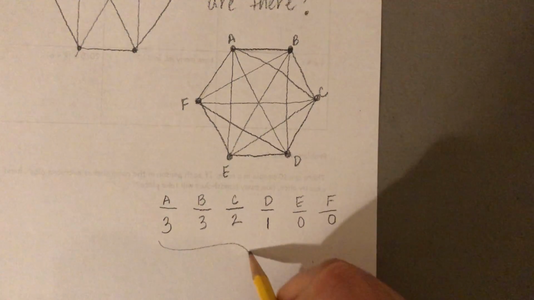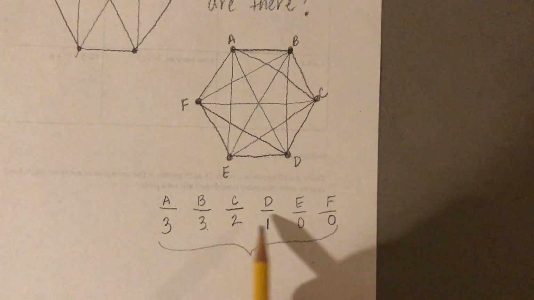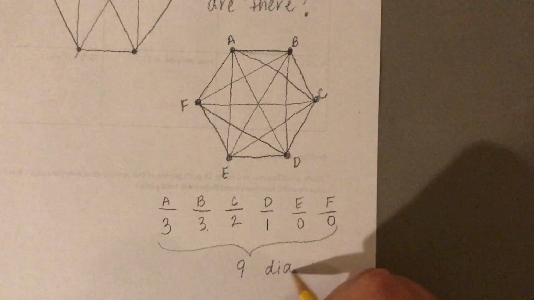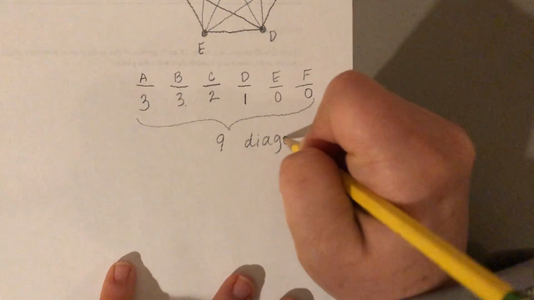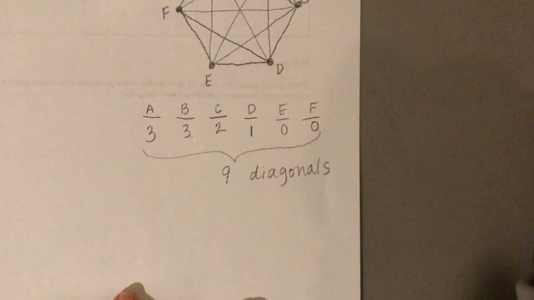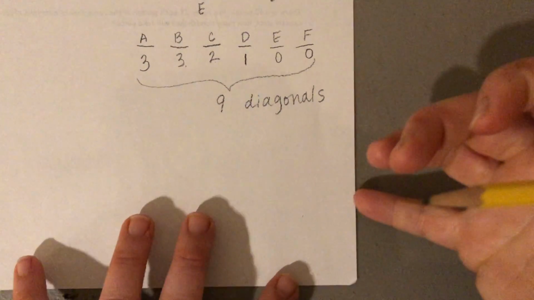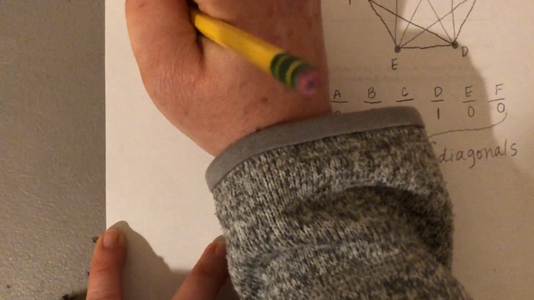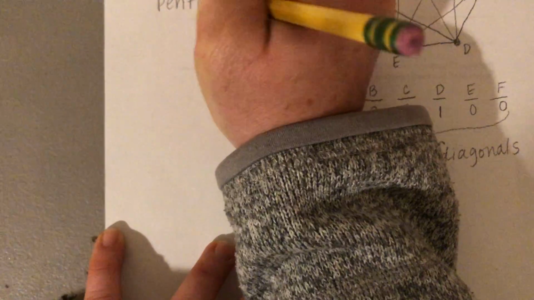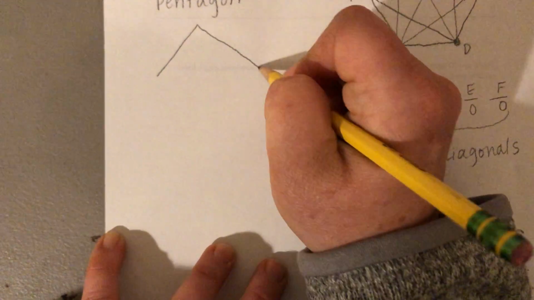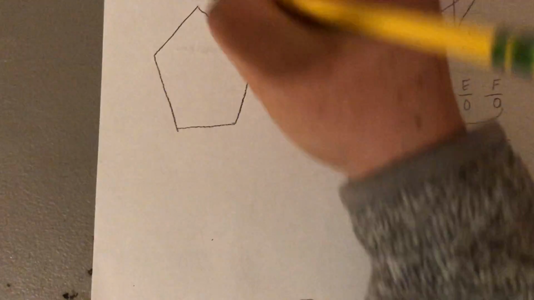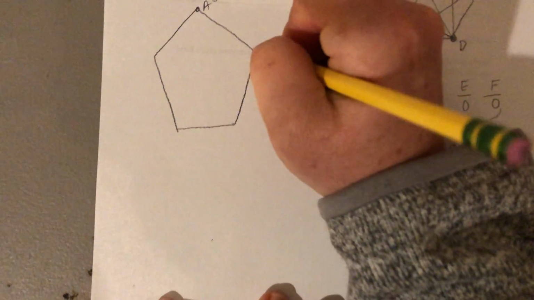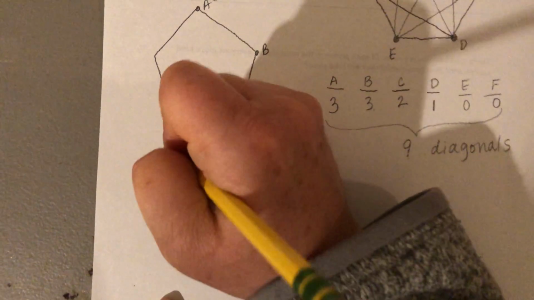So in total, I have 3, 6, 8, 9 diagonals. 9 diagonals in a hexagon. Okay, so I challenge you to find, now that you know that, how many diagonals are in a pentagon. It's easier if you draw the pentagon somewhat regular. Regular meaning all the sides are the same, all the angles are the same. It's just easier to keep track. But see if you can figure out how many diagonals are in a pentagon.